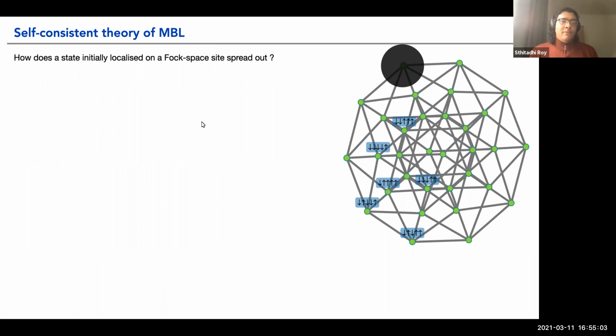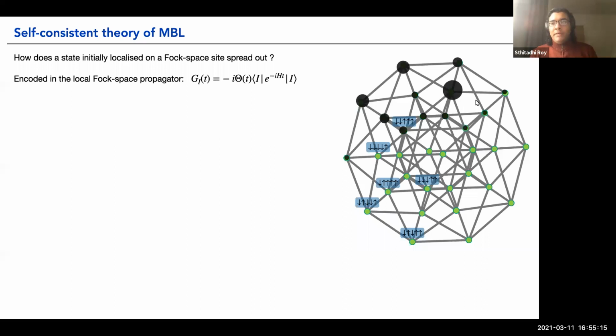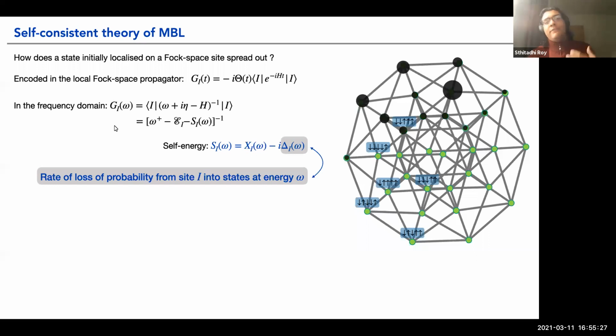So what we want to know is: we prepare a state in a spin configuration, which is one particular Fock-space site on the graph, and we want to know how it spreads out once it's evolved with the Hamiltonian. This is simply the local propagator on the Fock-space. And we would like to analyze it in the frequency domain. Now, in the frequency domain, of course, I can write the local propagator in this fashion. Until now, I have not done anything fancy.